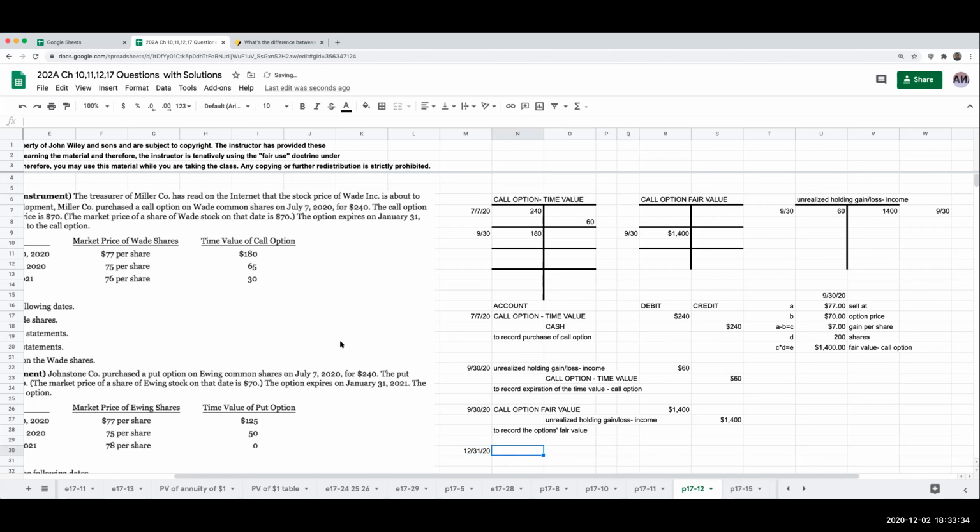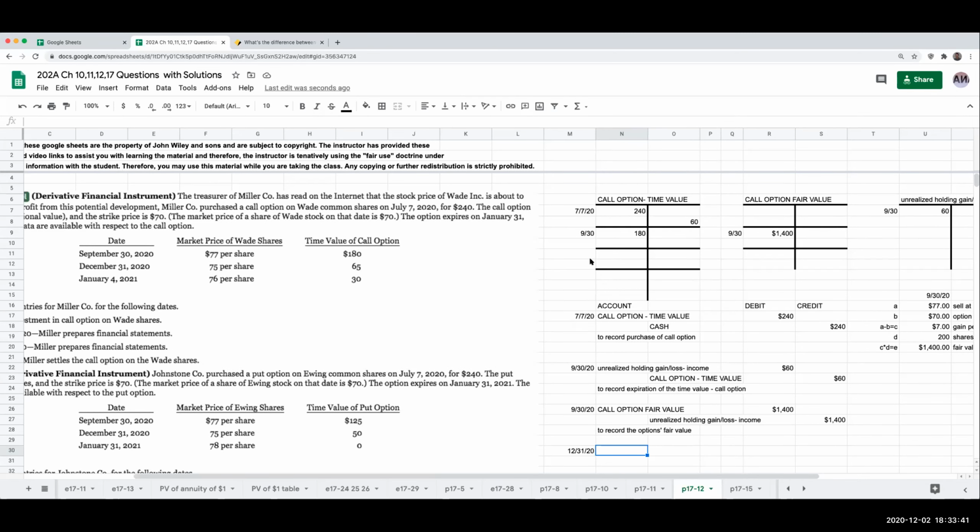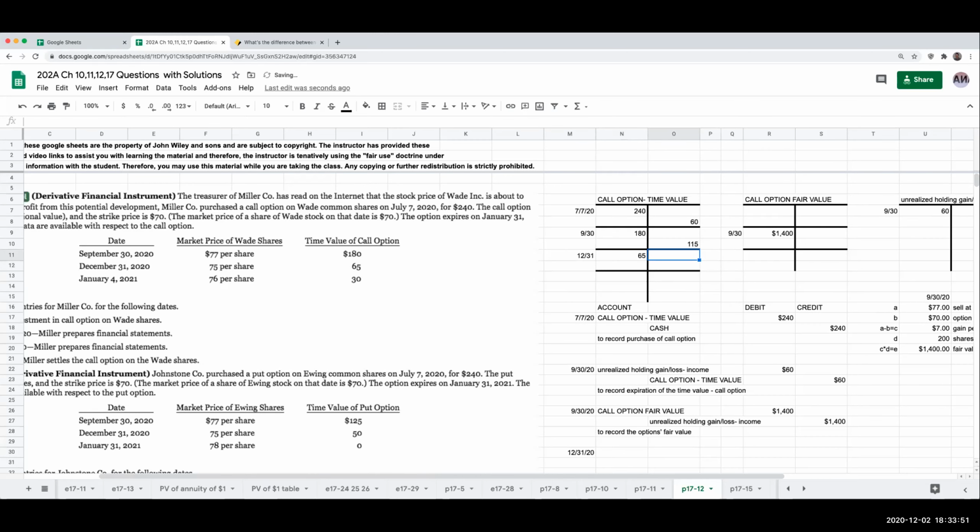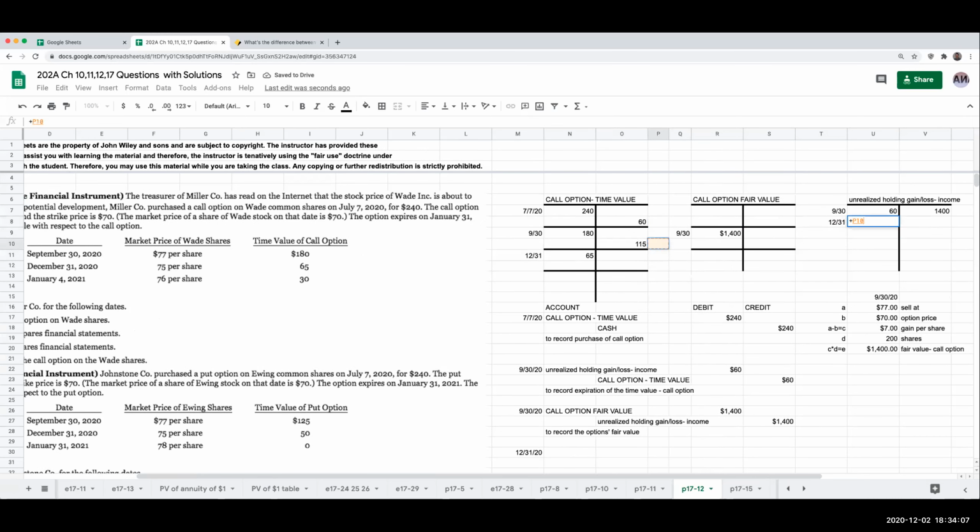So I've got two things going on. I've got the time value, which the time value of my call option is now at 65. So over here, it's at 65, and this is as of 12/31. So I need an adjustment here of 115. I'm going to credit the call option time value to reflect the time value here. I will go ahead and debit my unrealized holding gain or loss for 115.